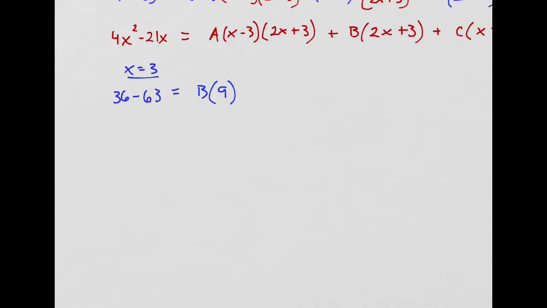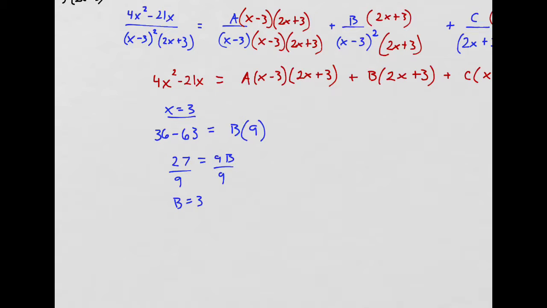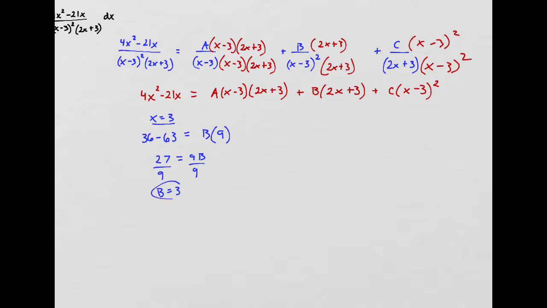So here I can just solve for b. That gives 27 and then 9b, and I can divide by 9. Divide by 9. B is equal to 3. That's nice. That makes me feel like I'm doing it okay. So, cool. I'm going to circle that because I'll use it later on. Definitely we'll use it later on.